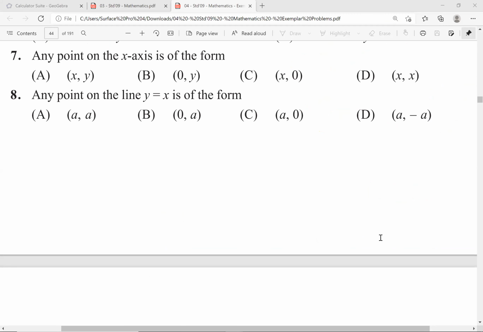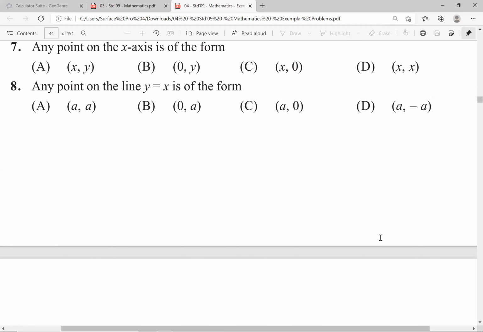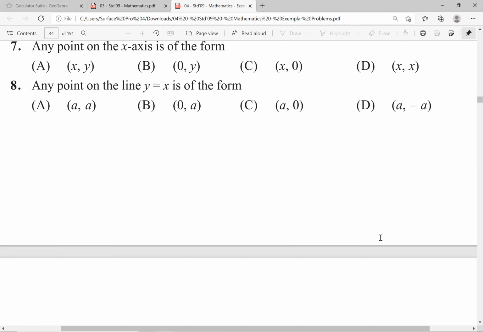So Hamna, can you tell me the eighth one? Ma'am, A. Yeah, the answer is A, because as we saw previously also, when we draw a line of x is equal to y, then whatever point lies on that line will be like 0 comma 0, 1 comma 1, 2 comma 2. So whatever the x coordinate is, the y coordinate will be the same. So it's a comma a.